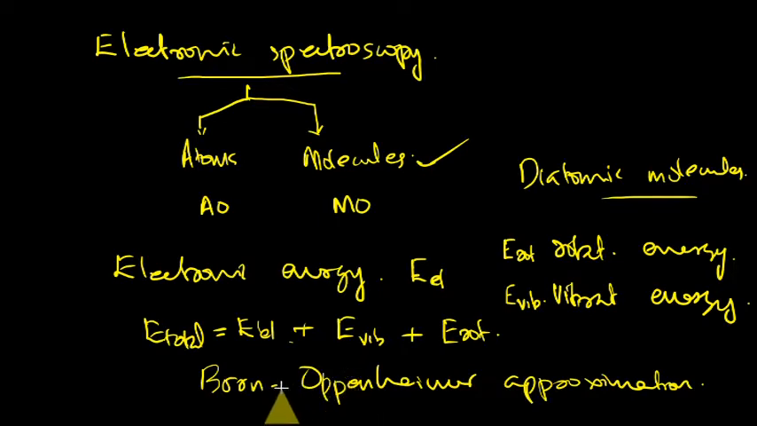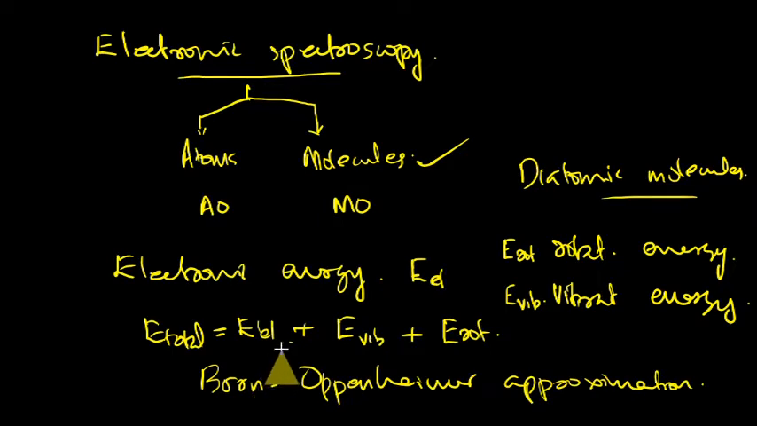Actually, the Born-Oppenheimer approximation says that the electronic energy, vibrational energy and rotational energy are independent. That is just an approximation. Actually, they are not independent, they are dependent, but we consider them as independent, and that is what is called the Born-Oppenheimer approximation. You will learn this in detail in semester 3 quantum mechanics. For the moment, you can understand it as the different energies being independent of each other, so we can take the arithmetic sum of the different energy terms, and that will lead to the total energy.